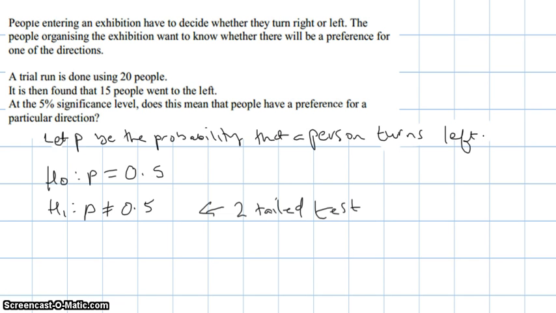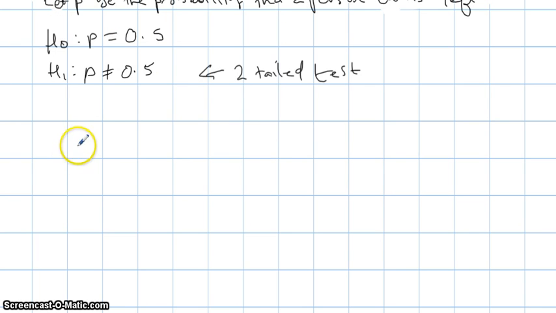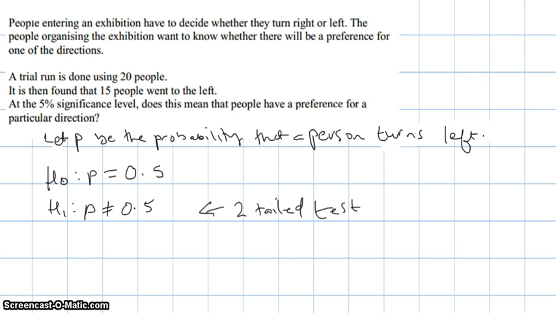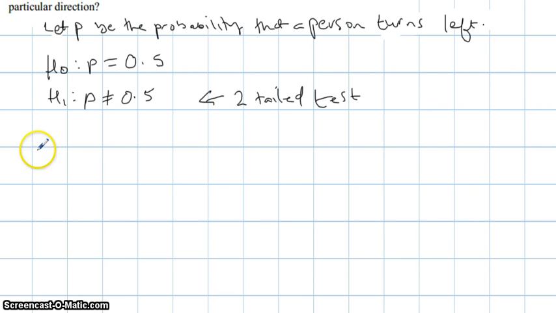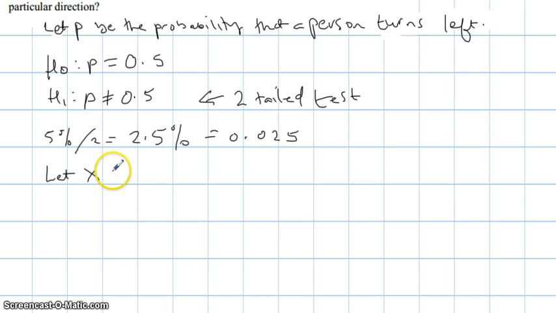Right, so given it's two-tailed, let's see what we've got. The significance level in the question has been given to us as 5%. And so our 5% divided by 2 will give us 2.5% on either side, and that obviously is 0.025. Let's now define x. Let x be the number of people who turn left.